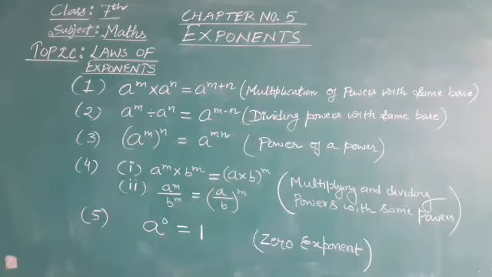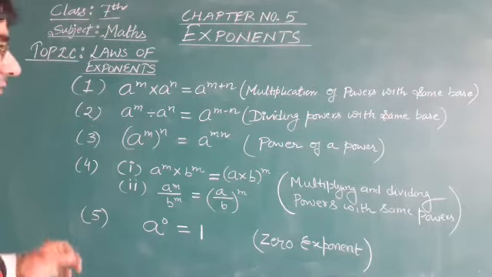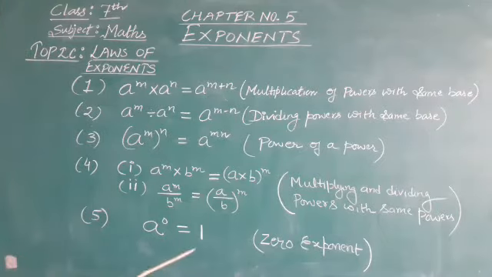Now the last exponent law is a to the power 0 is equal to 1, that is zero exponent. Any base, any number having the 0 power, its value is equal to 1.